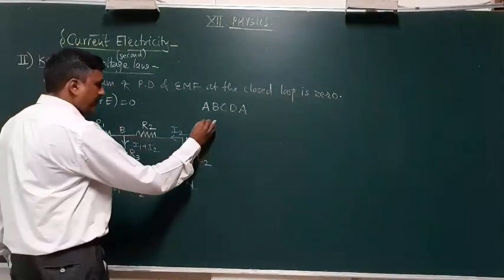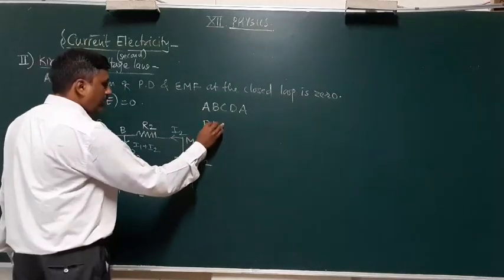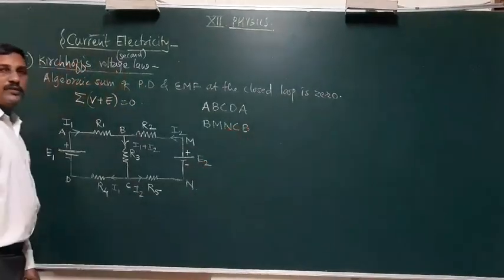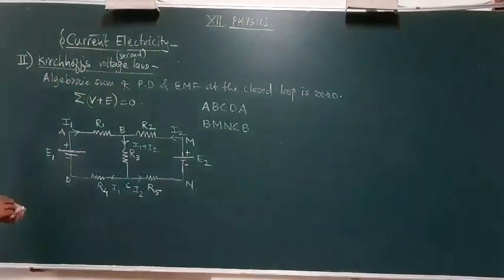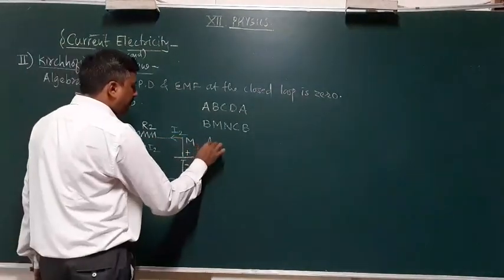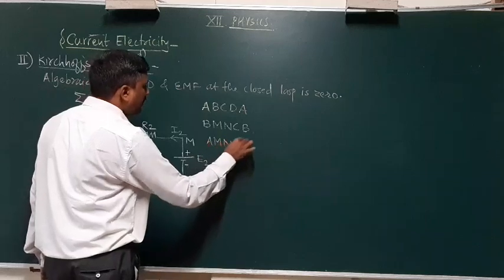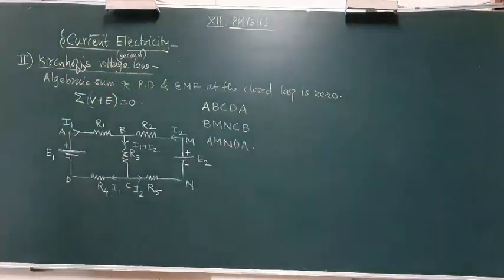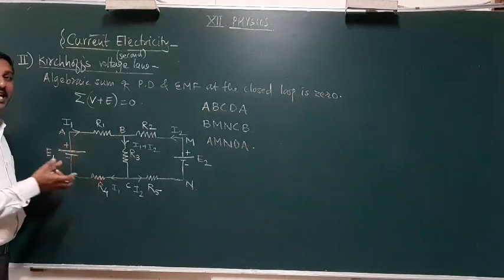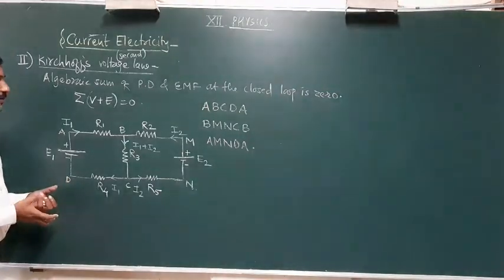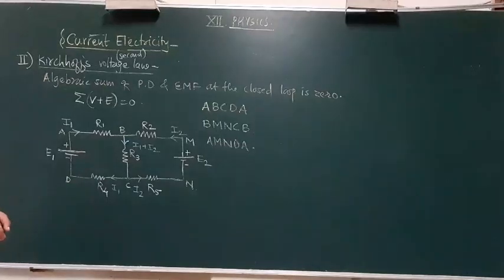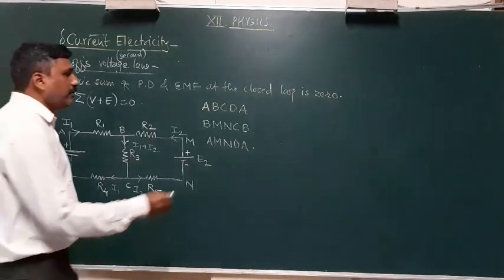Second closed loop is B, M, N, C, B. This is my second closed loop. And the third closed loop is A, M, N, D, A. Okay? To express Kirchhoff's second law in a mathematical way, we have to select only two loops. So, we start from the first loop A, B, C, D, A.